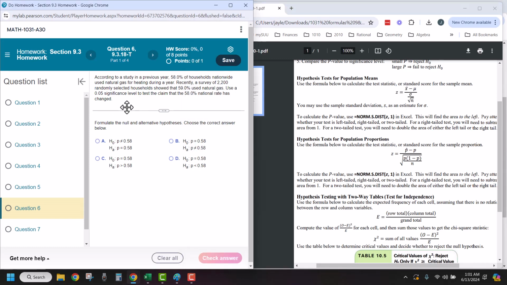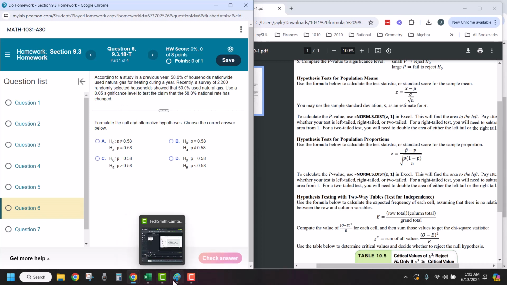So I'm going to do question 6 from 9.3. On this one, it says, according to a study in a previous year, 58% of households nationwide used natural gas for heating during a year. Recently, a survey of 2,200 randomly selected households showed that 59% used natural gas. So notice that this new survey is giving a proportion that's slightly higher than the previous proportion. And we want to use a 0.05 significance level to test the claim that the 58% national rate has changed.